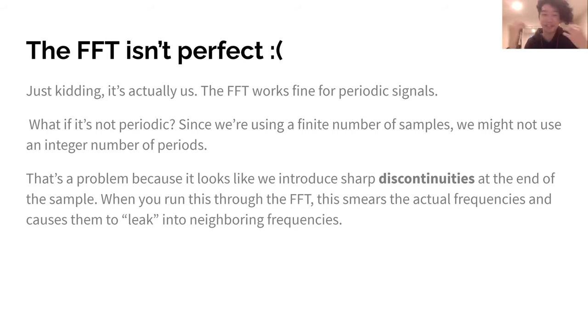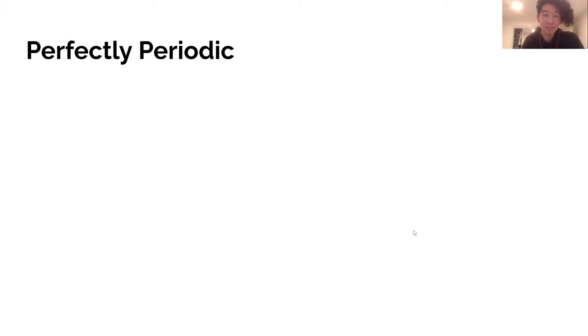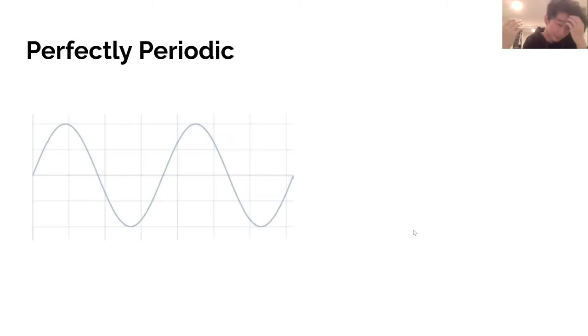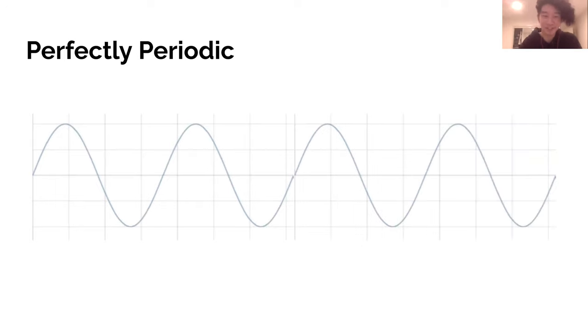For an example of what I mean, let's say you are measuring a cosine, and you measure exactly two full periods. When you stitch them together into the FFT, you get this, which looks great. It's a cosine. And so you don't have any discontinuities here, so this is fine.